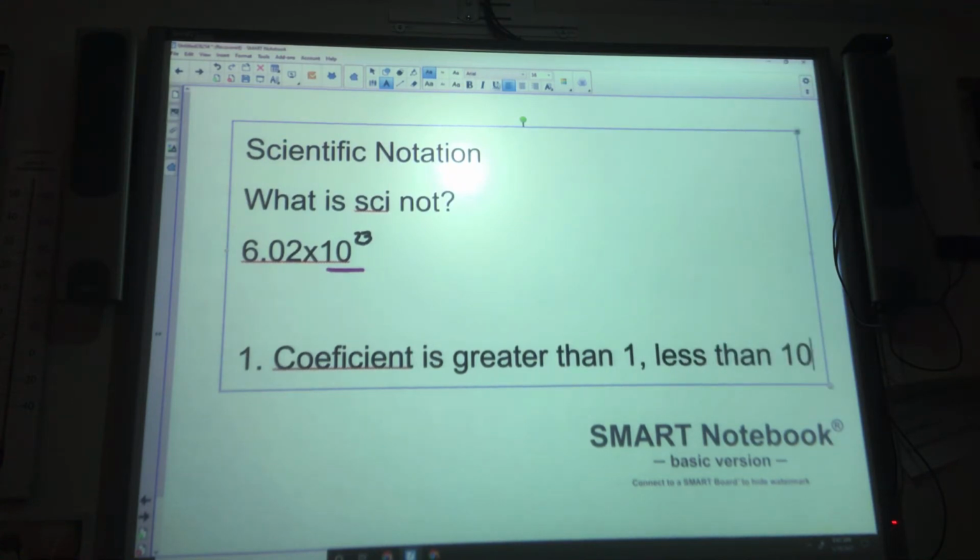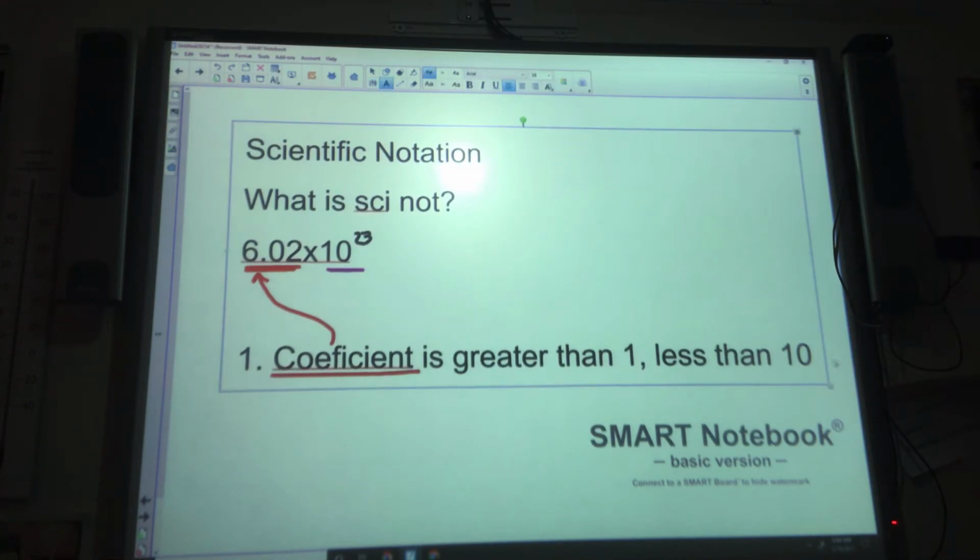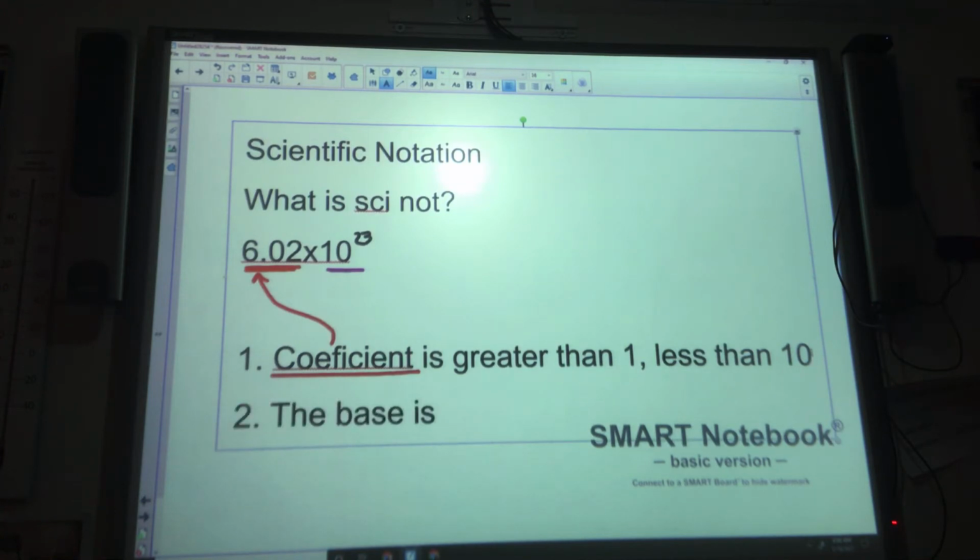So you might be asking, hey, what's the coefficient? Well, the coefficient is this number right here. It's always the number that's going to be at the beginning of whatever it is. Coefficient is the number at the beginning. Number 2, and yes, you should be taking notes on this, the base is always 10.